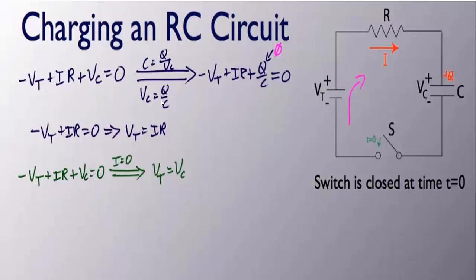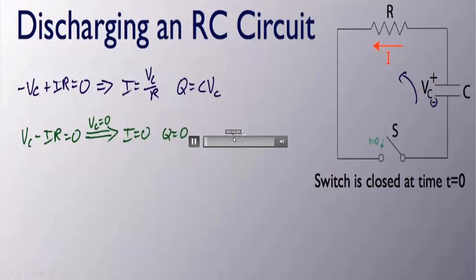Next, you can simplify that further. You get negative Vt plus IR equals 0, since Q over C is equal to 0, that's why you can simplify that. Negative Vt plus IR equals 0, and then Vt equals IR. So negative Vt plus IR plus Vc is equal to 0, and since I is equal to 0, Vt is equal to Vc. So that's how RC charging occurs on the capacitor plate.